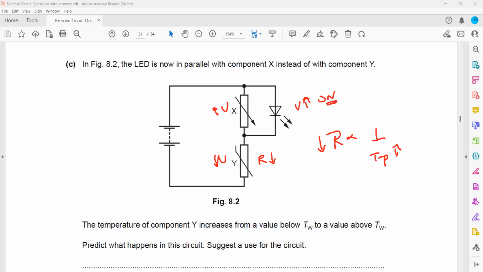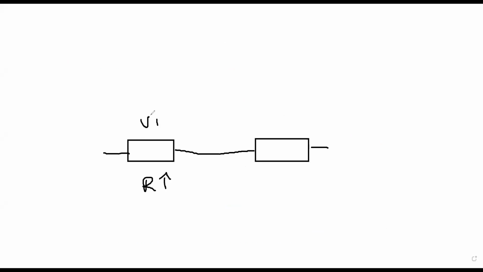So in a potential divider circuit, if you have a variable resistor, thermistor, light emitting diode, or LDR, light dependent resistor, the simple rule is that the side where there is more resistance will have more voltage, and the side where there is low resistance will have less voltage. If one side's voltage increases, the other side's voltage will decrease in a potential divider circuit.